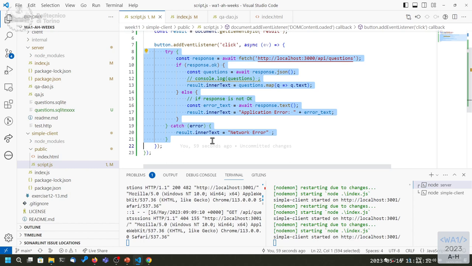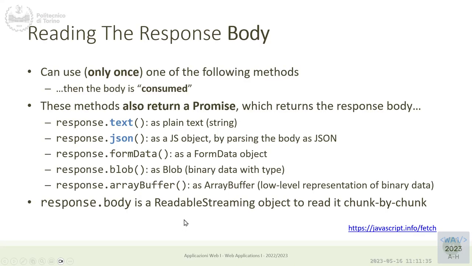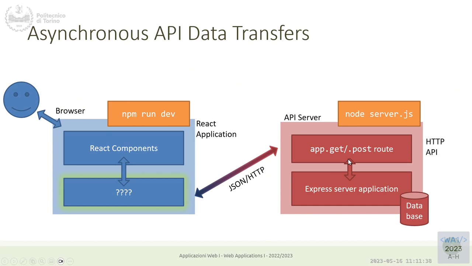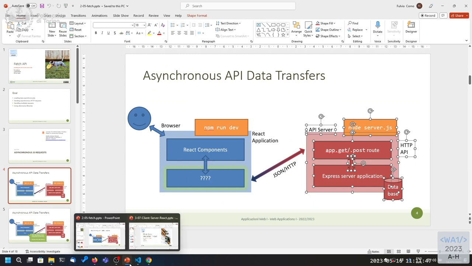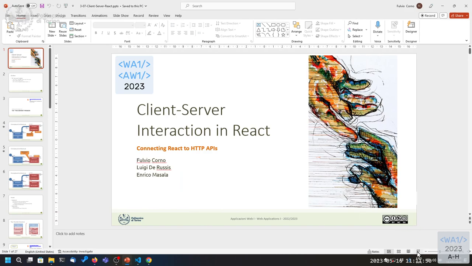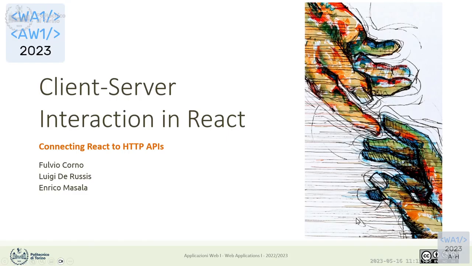Now, what we want to do is try to move the same idea into a React application. Right now the simple client is just an Express server with a static website, but how can we do that in the React world? Let's first see how we can update this picture here. This was a simple picture. Now, how can we move that into React?